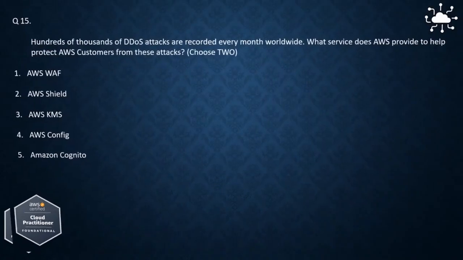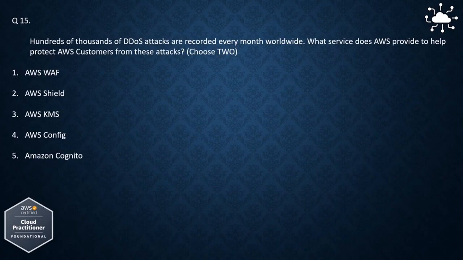Question number 15. Hundreds of thousands of DDoS attacks are recorded every month worldwide. What service does AWS provide to help protect AWS customers from these attacks? Choose 2. 1. AWS WAF. 2. AWS Shield. 3. AWS KMS. 4. AWS Config. 5. Amazon Cognito. The correct answers are AWS WAF and AWS Shield.